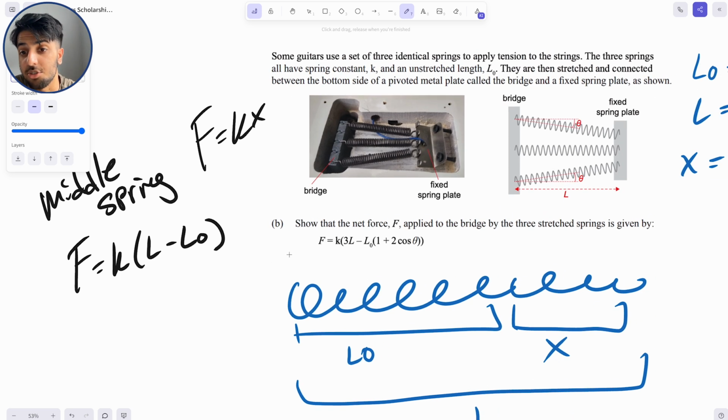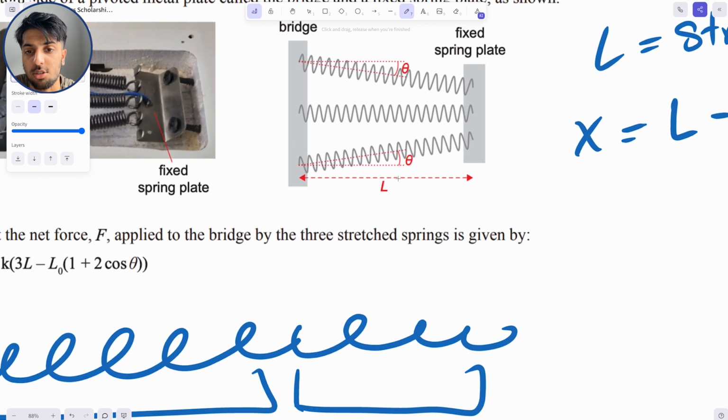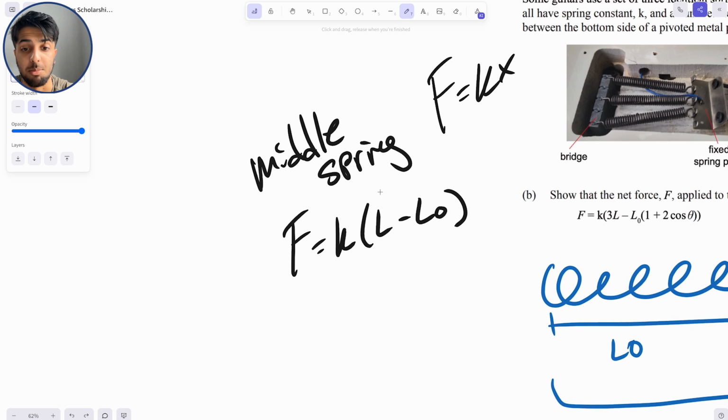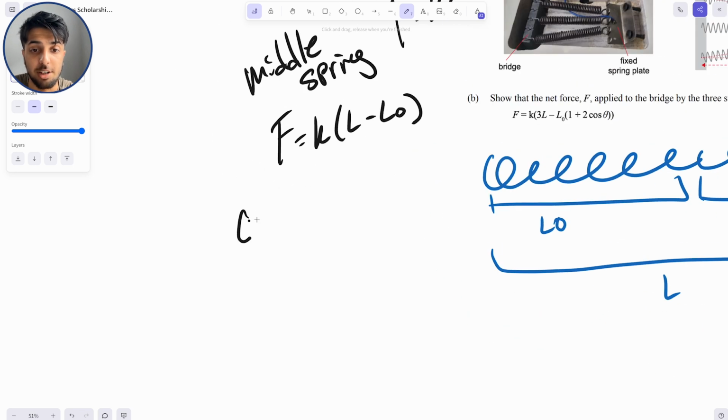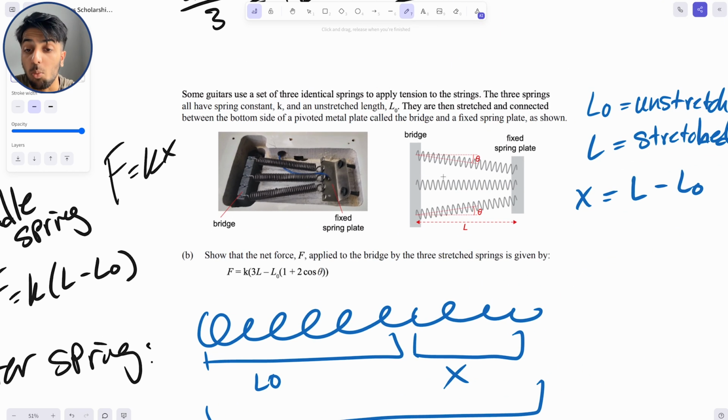And the reason why this is only for the middle spring is because we can see that these other outer springs are at an angle. So we have to take into consideration that theta right there. So the middle one is the only one that goes straight. So that is the equation for our middle spring. However, our outer spring, we only need to calculate one outer spring because the other one is identical. So if we find the force on one, we can just multiply by 2 and we get the other one.